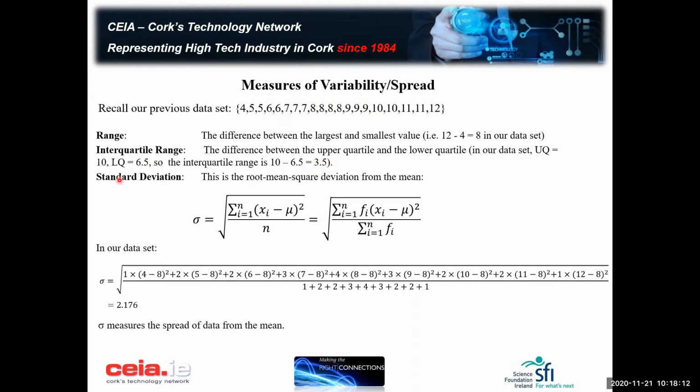However, the most commonly used measure of spread is the standard deviation, and that's the one we're going to use for the rest of this tutorial. In short, it's the root mean square deviation from the mean. What that means is if you take the distance of every data point from the mean, you'd like to average all of those distances somehow.